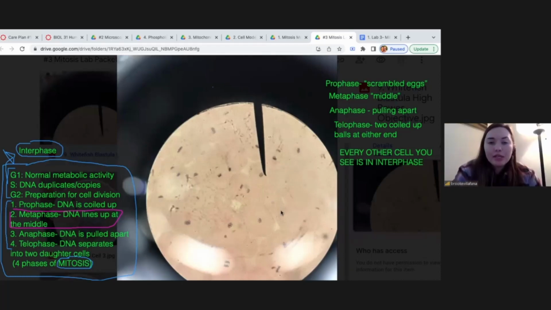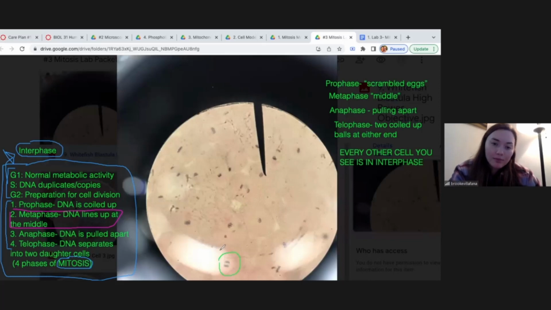Okay, so this is the whitefish blastula. This is not an excellent photo, but there are some examples on here. Typically, I'll just be honest with you, we use the onion root tip that I just showed you because most of our whitefish blastula slides are really not excellent. But at the same time, you could get a whitefish blastula on the test. So I'm going to try to show you guys more clearly what each one would be.